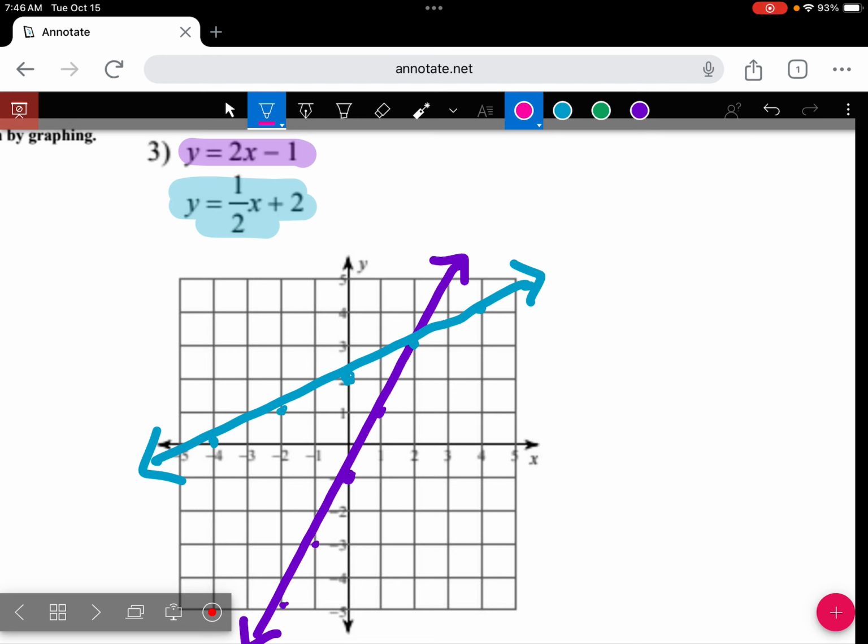So where is our solution? Two, comma, 3. It's this point right here, where my lines cross.